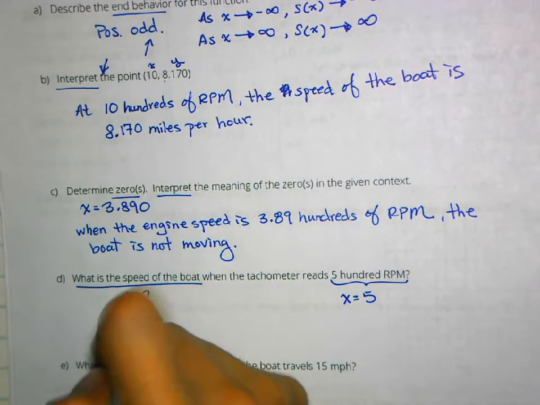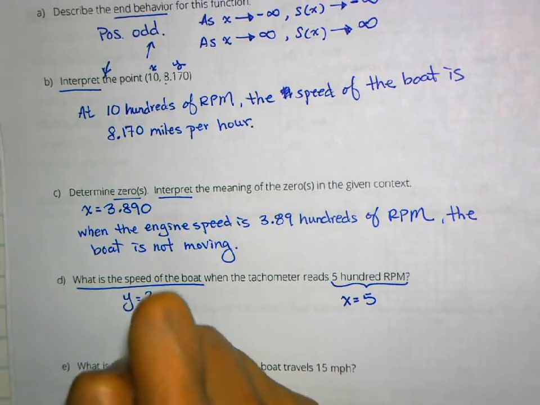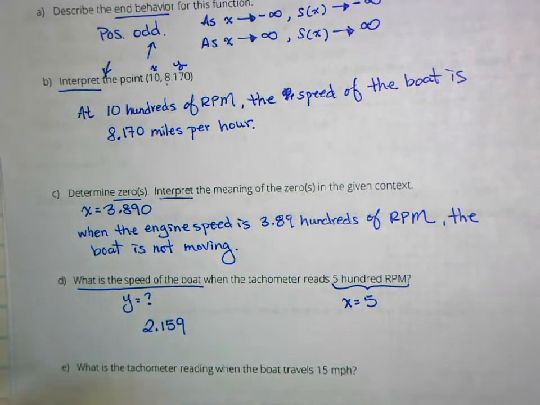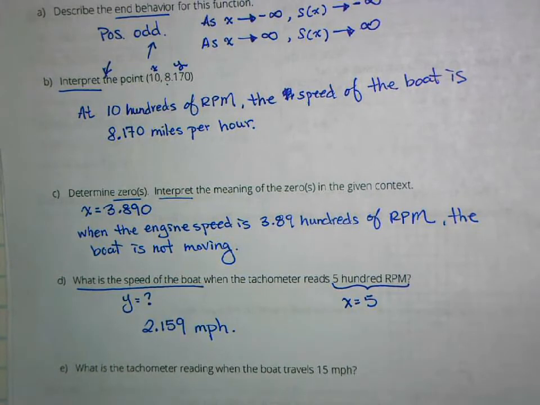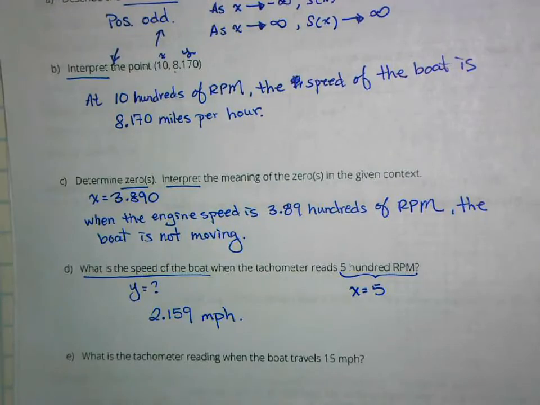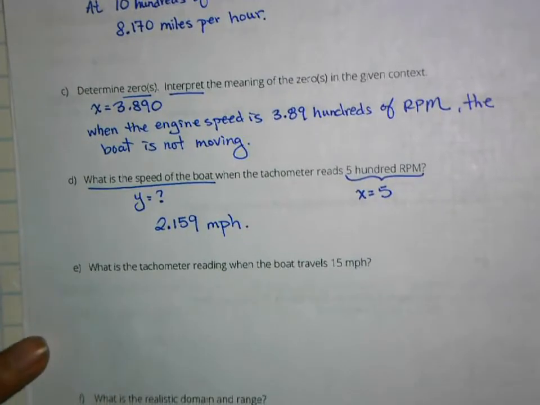So when you're writing it down, 2.159 is good, but you need to make sure you're writing the units, miles per hour. That's not very fast for a boat, is it? All right. So next one.